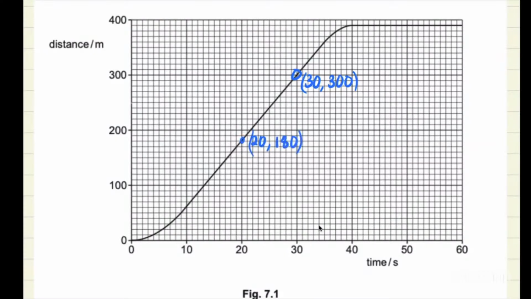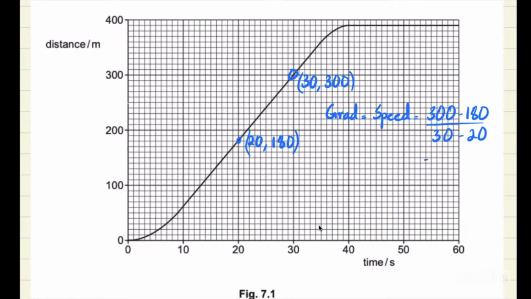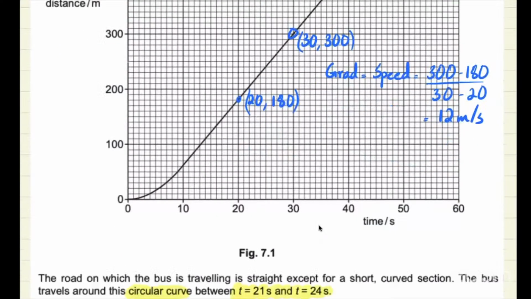Now since I have these, I can just find the gradient. I would just say that the gradient here is the speed, and that is change in y over change in x. So y2 minus y1, 300 minus 180, over x2 minus x1, 30 minus 20. This would be 120 over 10, which is 12 meters per second. All right. So that's how you would do this first part. Okay, now this is a pain. But anyway, this is how you would do this part.